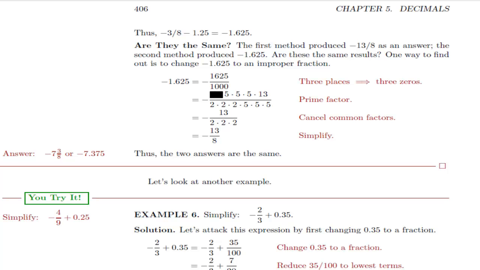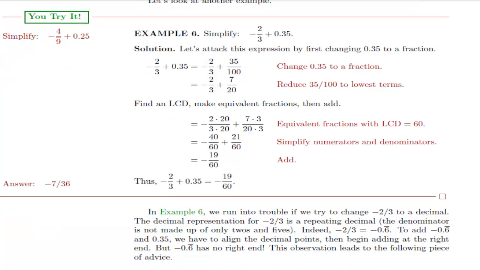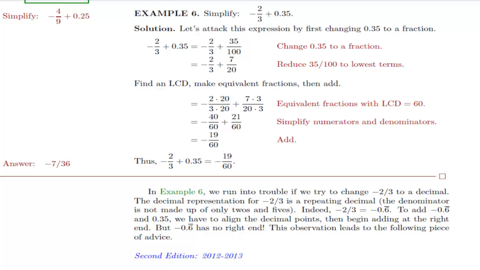Let's look at another example. Example 6. Simplify negative 2 over 3 plus 0.35. Solution. Let's attack this expression by first changing 0.35 or 35 hundredths to a fraction. So we have negative 2 over 3 plus 35 over 100. We can reduce the second fraction, 35 over 100, to lowest terms 7 over 20, and find an LCD to make equivalent fractions.